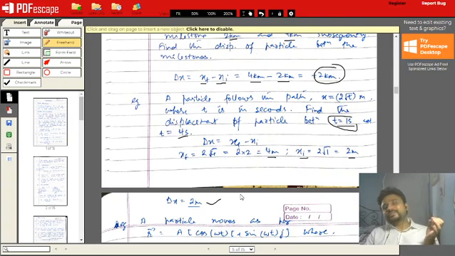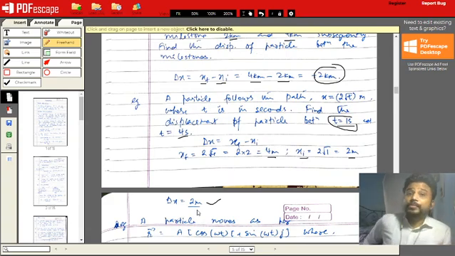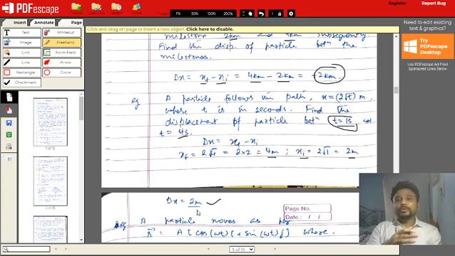Now the displacement in one direction sometimes shows a sign also. When the displacement is positive, that means the particle is moving in the positive x direction. When the displacement is negative, then the particle is moving along the negative x direction.